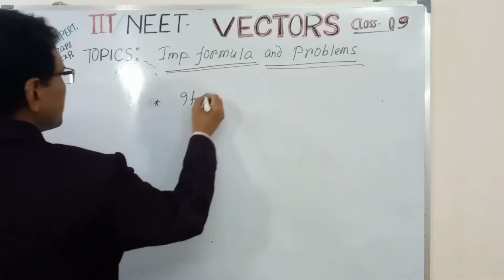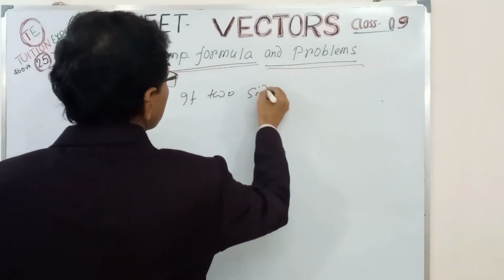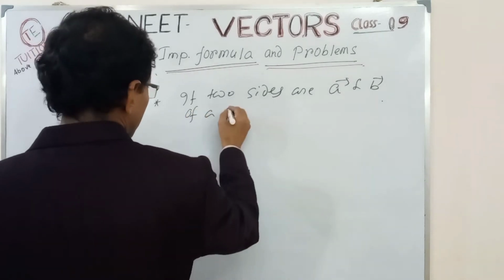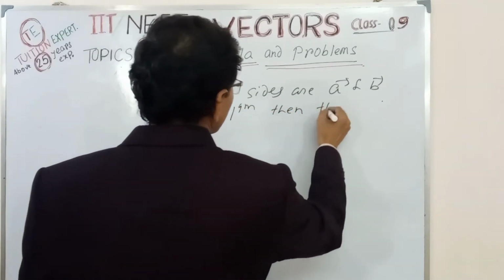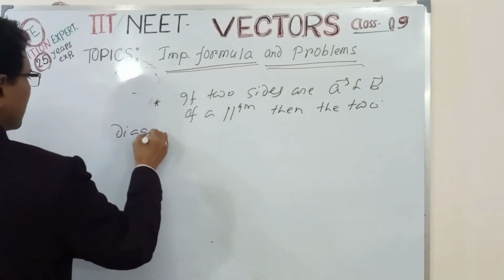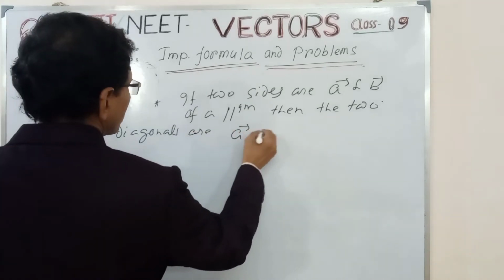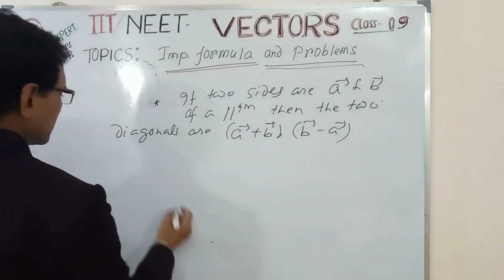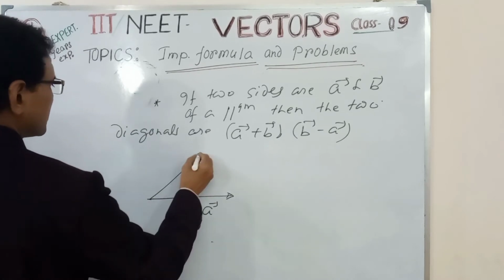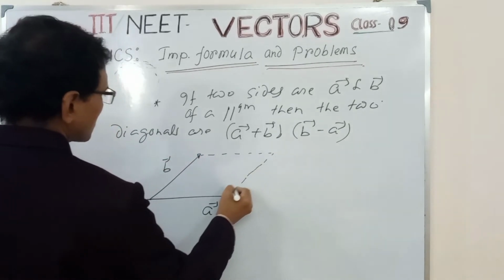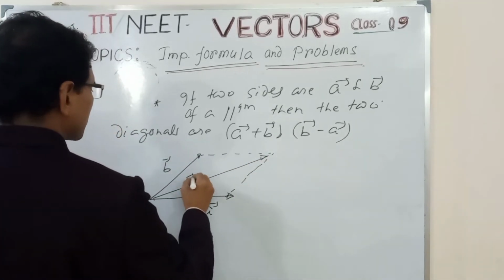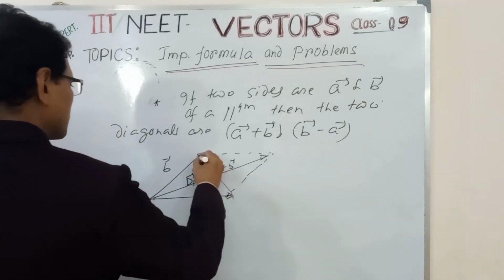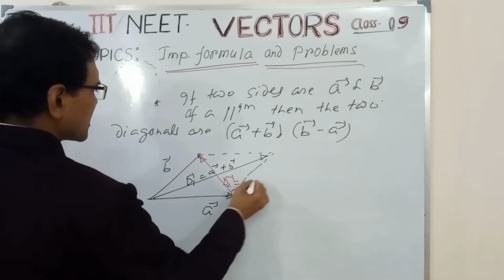Next formula, if two sides are A and B of a parallelogram, then the two diagonals are A plus B and B minus A. Suppose this is A and this is B. If you construct the parallelogram, then this diagonal becomes A plus B by the triangle law, and this diagonal becomes B minus A.